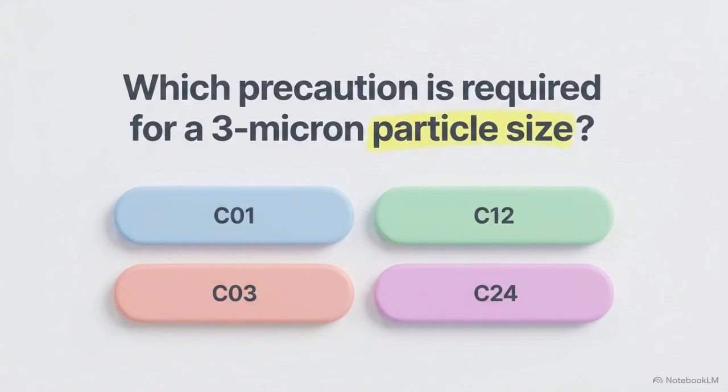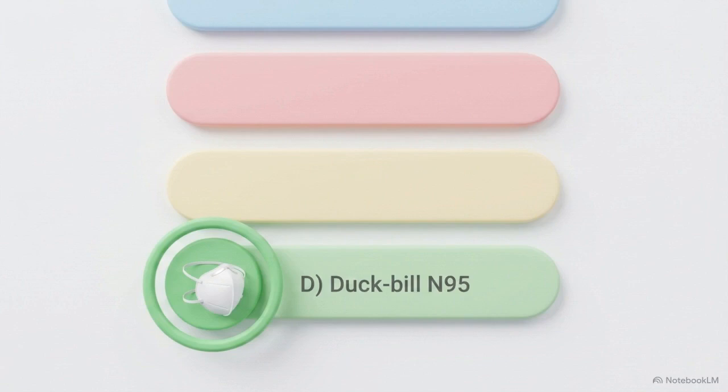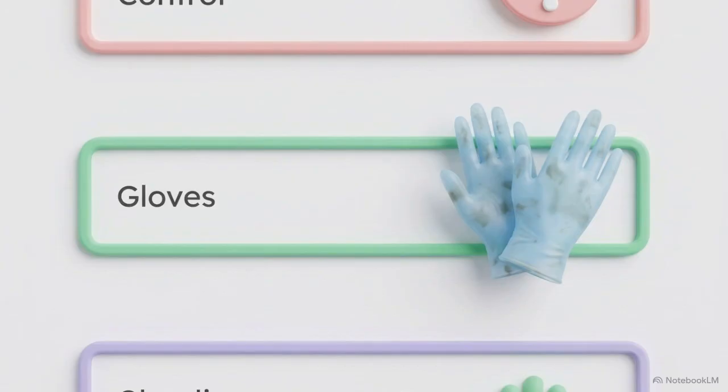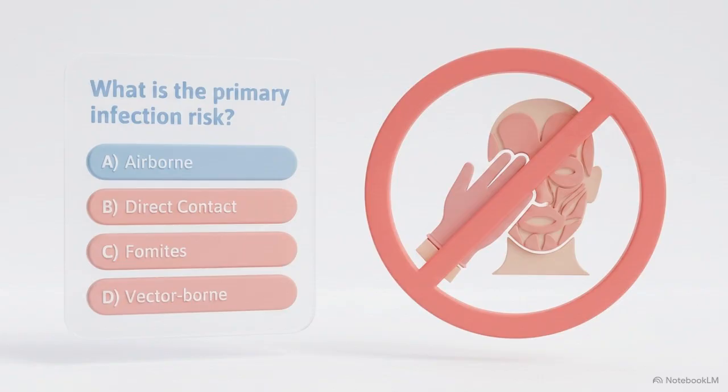Differentiating between airborne and droplet precautions requires identifying the particle size described in the scenario. When a pathogen is smaller than 5 microns, the protocol dictates the use of a fitted respirator. In a doffing sequence question, the correct choice removes the most heavily contaminated items first, ensuring they are not dragged across exposed skin or mucous membranes.